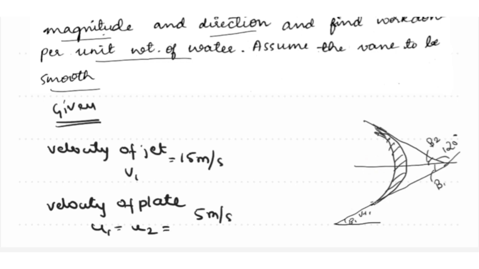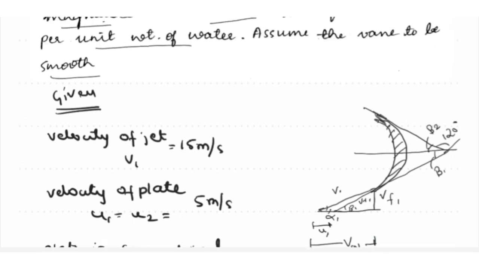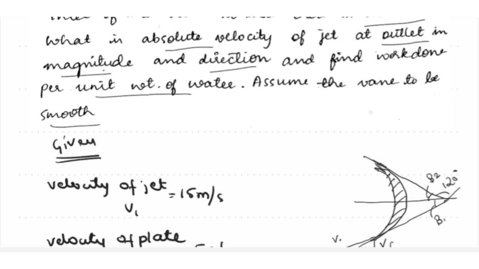So now we will draw the velocity of jet line or absolute velocity of jet at inlet line. So this is V1 and this will be alpha 1, this is VF1, and the line from V1 to VR1 is U1. V1 to VF1 is always VW1. So this is how we will get the inlet triangle. Similarly, you should get the outlet velocity triangle.